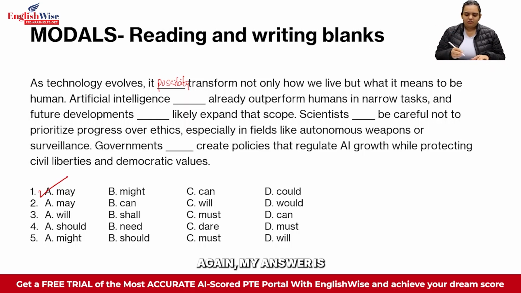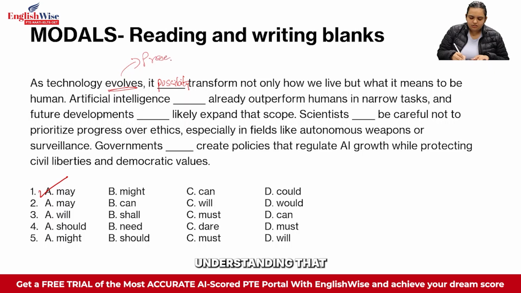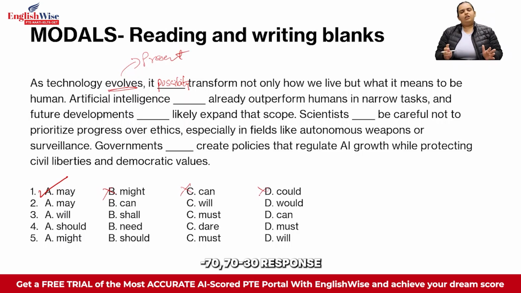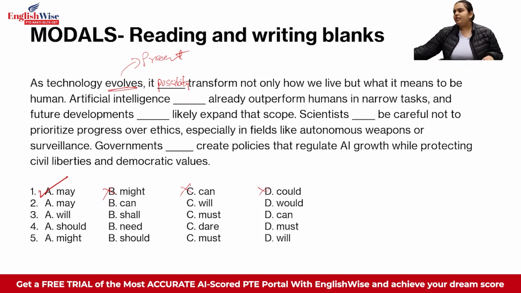Again, my answer is in present tense. The word "evolves" is in simple present tense. This gives me an understanding that this sentence is in present tense, so I can't go with "might." Again, "can" or "could" will go with a 70-30 possibility, so I can't really go with "can" or "could." It has to be "may" over there. Then, "Artificial intelligence already – outperform humans in narrow tasks, and future developments likely – expand that scope."